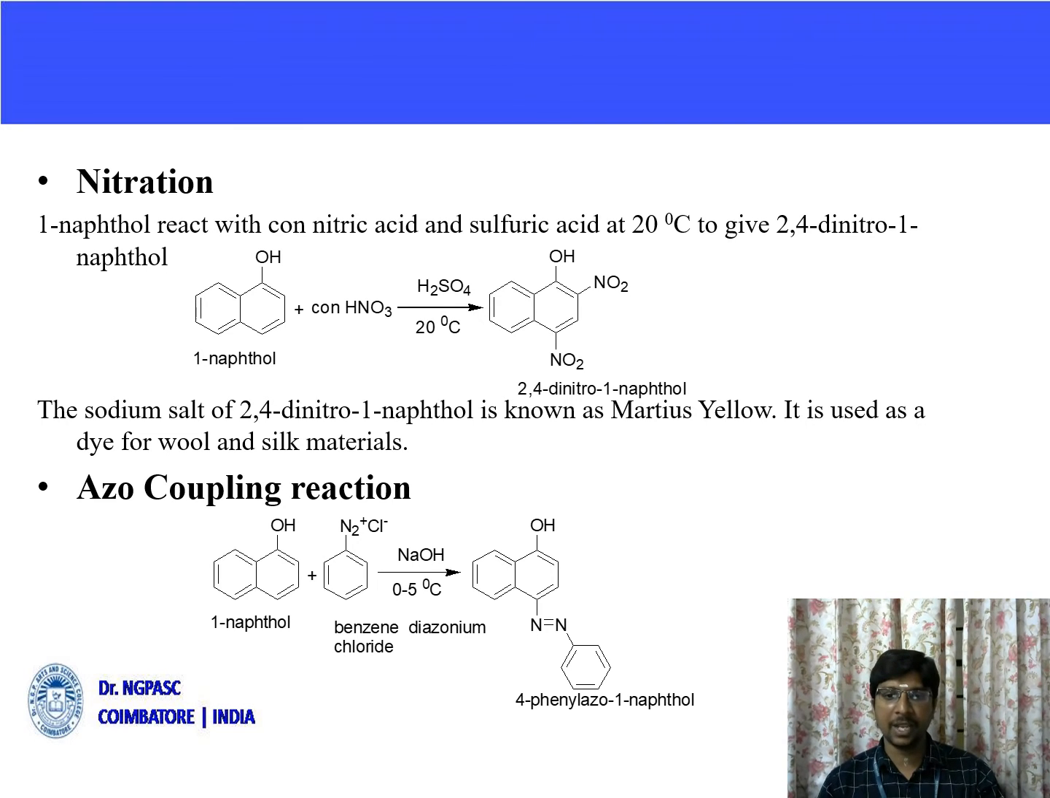And another naming reaction, the azo coupling reaction. The azo coupling reaction is where the 1-naphthol compound is treated with benzene diazonium chloride, and finally we are getting an azo compound. The azo compound is nothing but N double bond N. So N double bond N is formed here.